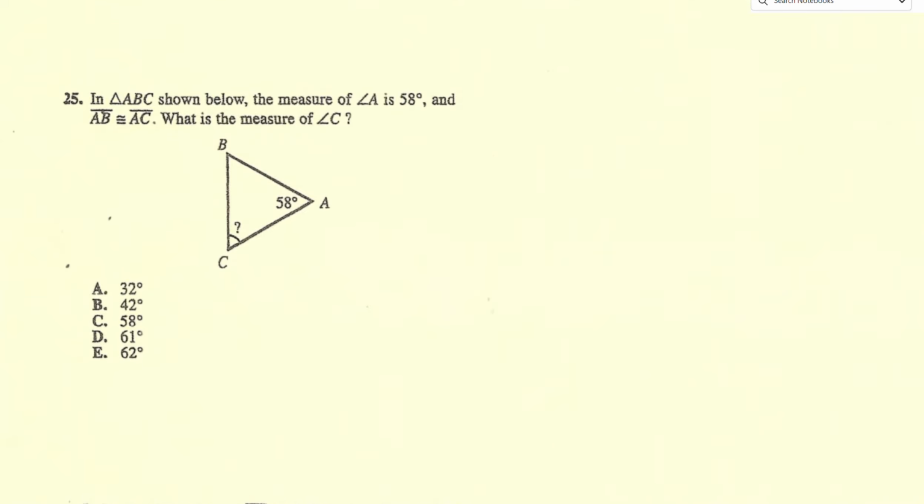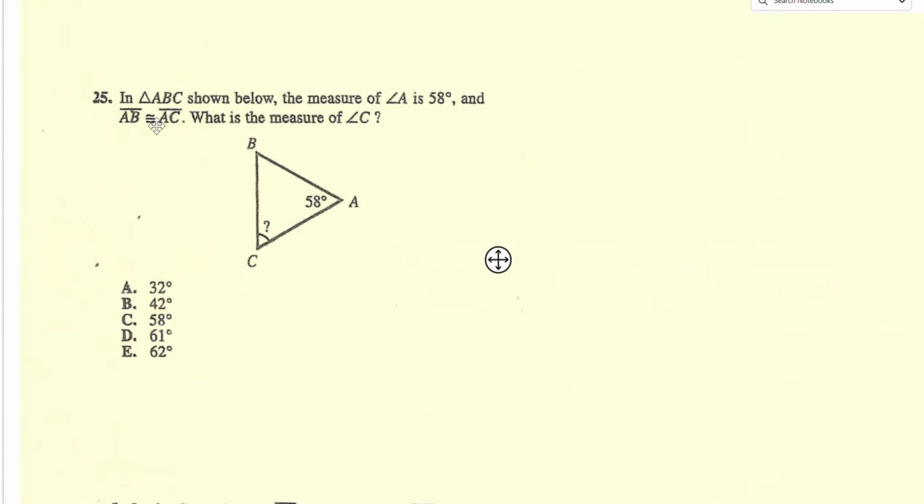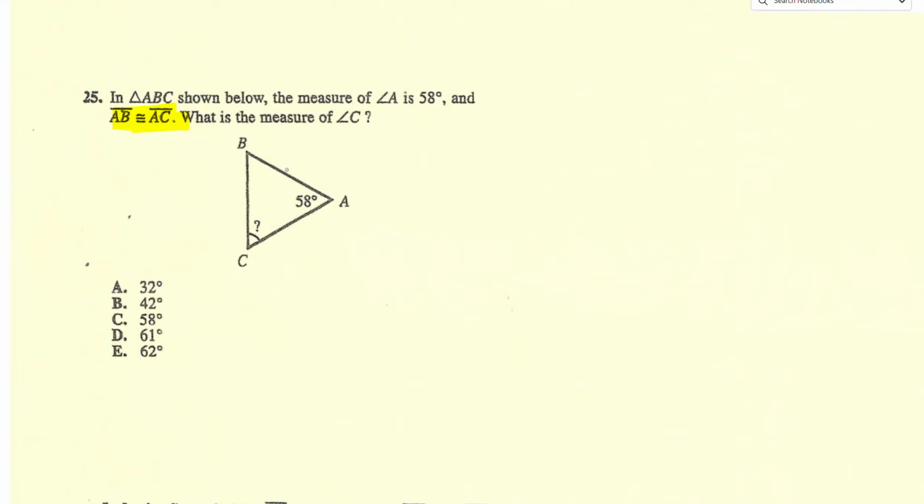Number 25. The triangle below, A is 58 degrees, they tell us. Now here's something we want to make sure we catch. AB is congruent to AC. So we're going to mark our triangle. AB is congruent to AC. What this tells us is that we have an isosceles triangle. Isosceles triangles are triangles where these two sides or legs are equal to each other.